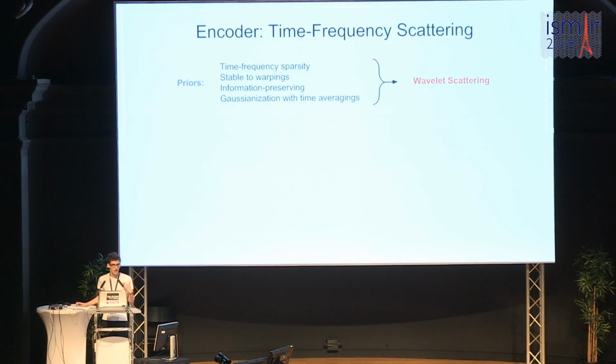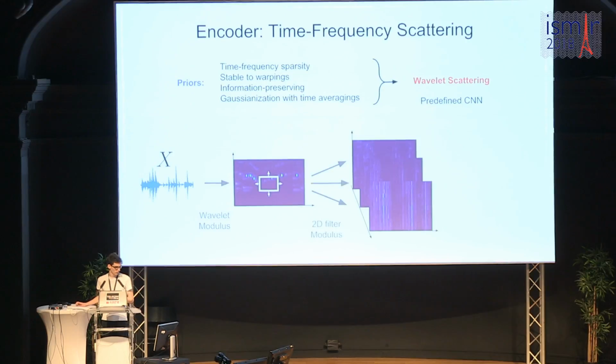This leads us to define the encoder as a wavelet scattering network, which is a predefined CNN, which works as follows. It first makes a wavelet modulus transform, then performs a 2D filtering of this log spectrogram, which results in a very large tensor. And this tensor is then time averaged, subsampled, and whitened, which leads to the encoder.